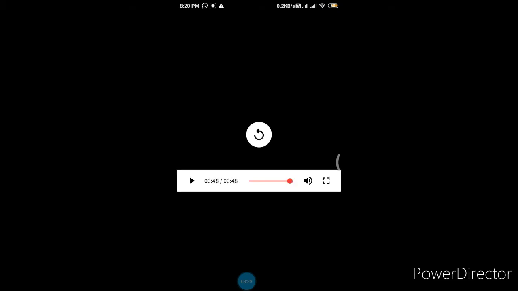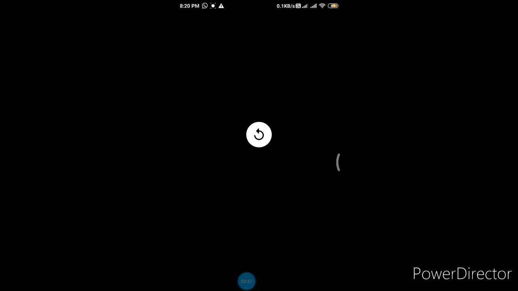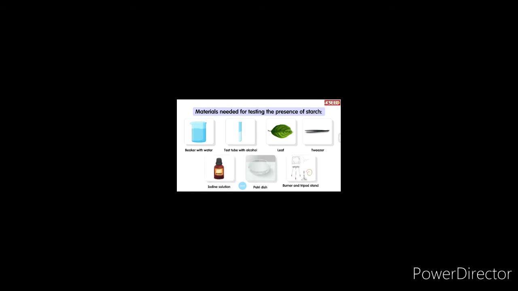So once again you see, children, how the leaf makes food in the form of simple sugar and then stores it in the form of starch. We can test the presence of starch in a leaf. First you have to boil the leaf, children, using the Bunsen burner, and then take the leaf and keep it in alcohol.